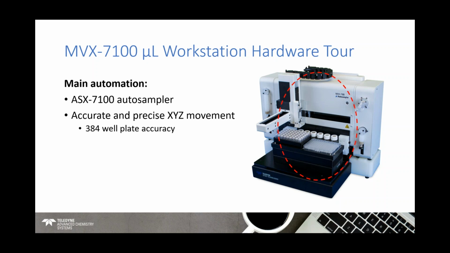This is an accurate and precise 7000 series based autosampler, which has the accuracy and precision to be able to take a sample from a 384 well plate. That's the accuracy and precision in all three dimensions, the X, Y, and the Z, to be able to sample from a very, very small well from a 384 well plate repeatedly. So this is the central automation.